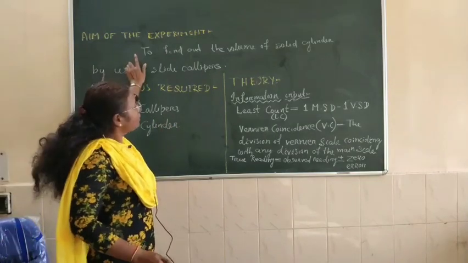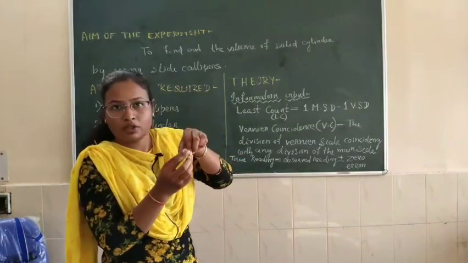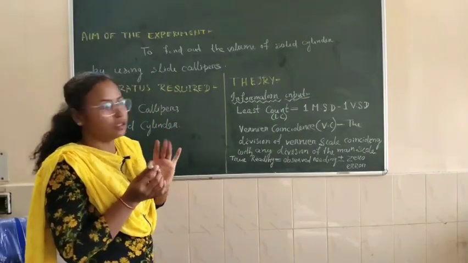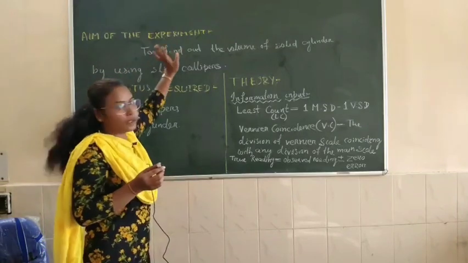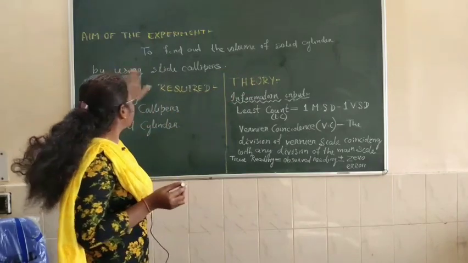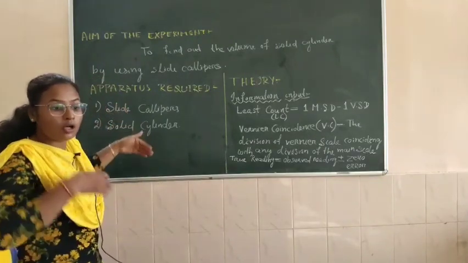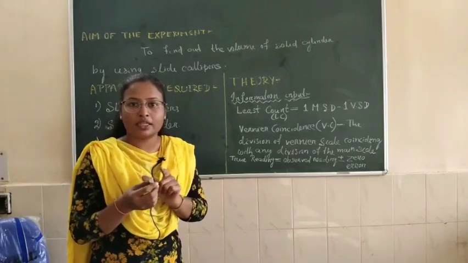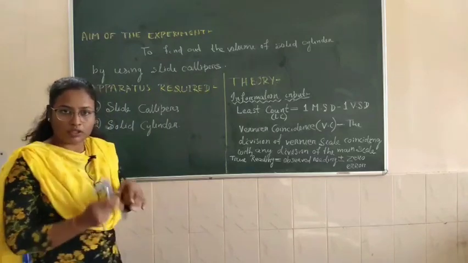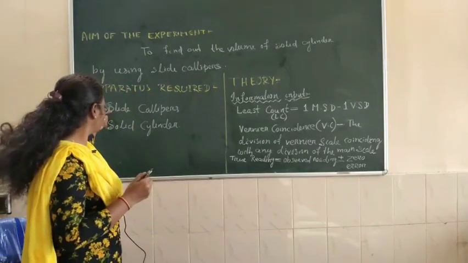First of all, if I am going to do the solid cylinder experiment, as you can see, this is solid, there is no hollow part. So, we are going to find out the volume of this cylinder. First you will write the aim of the experiment. The aim of the experiment is to find out the volume of the solid cylinder by using slide calipers. Then next comes the apparatus required, or what apparatus we are going to use in this experiment. The apparatus we are going to use is the slide caliper, the instrument, and the solid cylinder. So, two apparatus we are going to use.